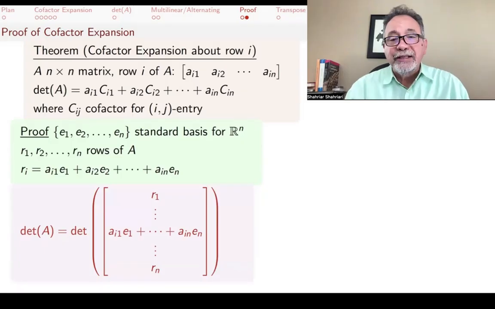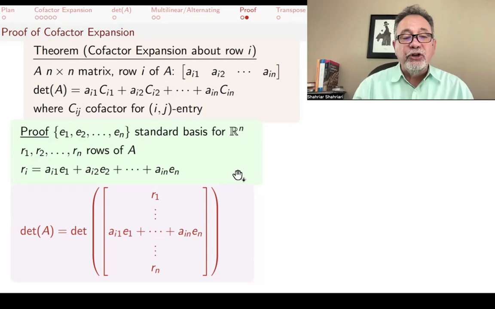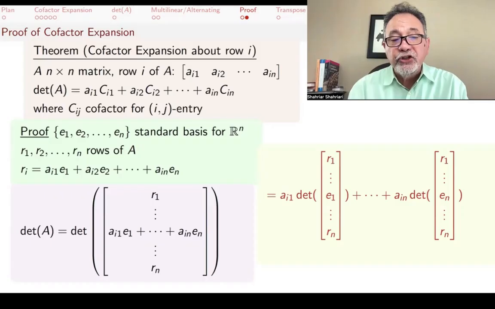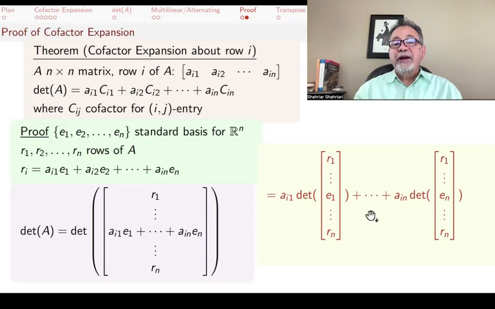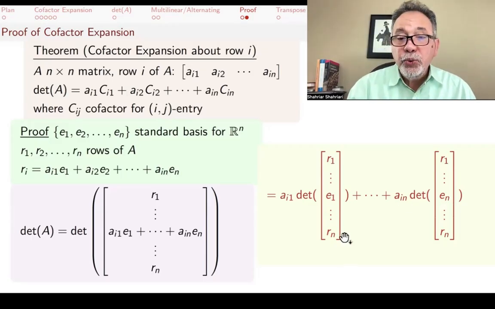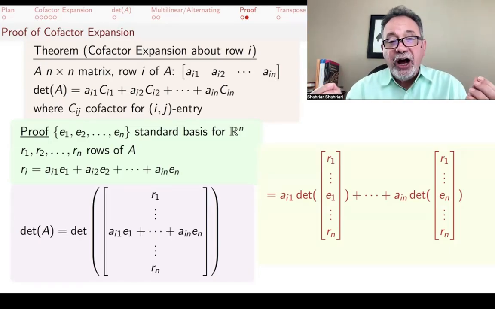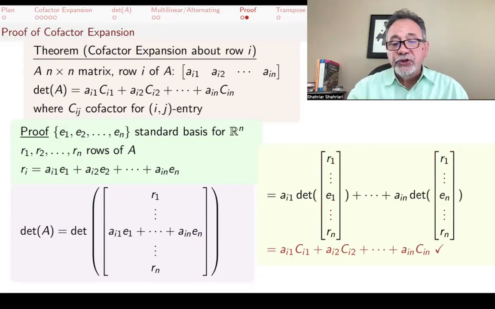This is the determinant of A, except in the ith row, instead of writing Ri, I'm writing it in terms of that standard basis. But because the determinant is multilinear, I can bring all those coefficients out and I can split this up, because all of these matrices have all their rows the same except for that ith row. So the multilinearity works exactly right and I get this. But now each one of these is one of those matrices that we saw before where its ith row is just a 1 and all zeros. And what we showed is that those are the various kinds of cofactors. So the determinants of those are all of the cofactors, and we get the result that we wanted.